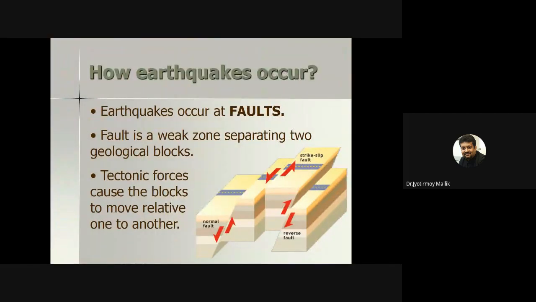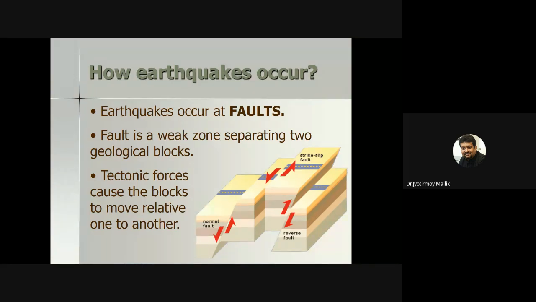So, how does an earthquake actually occur? Earthquakes occur at faults. We know about faults. So, how many types of faults are there? Can someone tell me, from your basic knowledge of earth science that you have studied at the first, pre-major level, what are the types of faults? Come on, someone has to volunteer. It's also written here: normal fault, reverse fault, and strike slip fault.